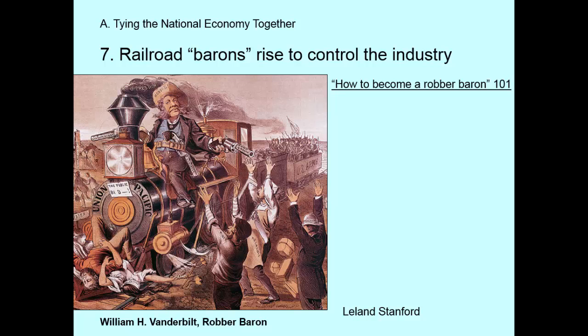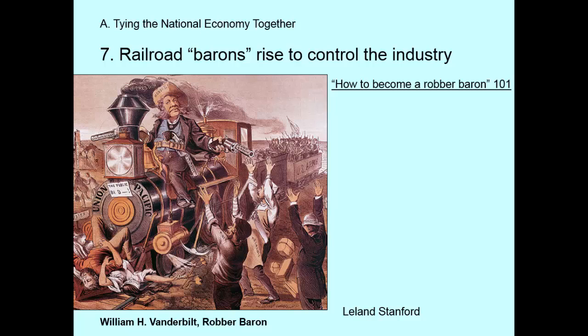All right. Number 7, railroad barons rise to control the industry. So a baron, if we're in Europe, a baron is a lord, a noble, somebody like a duke. And so we see this concept that America is getting a new aristocracy. They're not nobles because of birth, but they have just as much power as nobles in Europe because they are going to dominate industry. So a couple of slides ago, I said that businesses are going to get so big that a few businesses will dominate an entire industry.